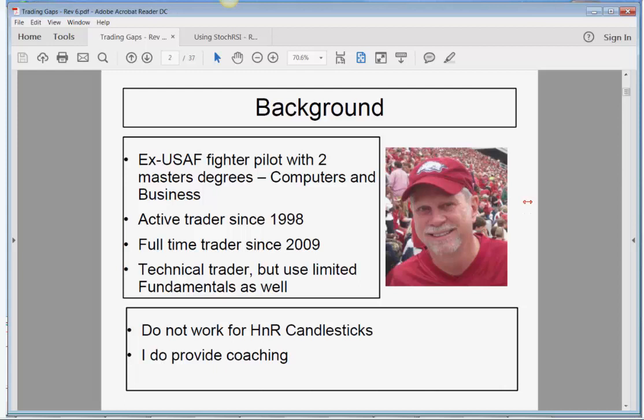I'm not looking at what they're reporting. I'm not looking at what analysts are saying. But if I'm going to swing trade, I will look at fundamentals to make sure that I'm in basically a company that's not going to go out of business type of thing.